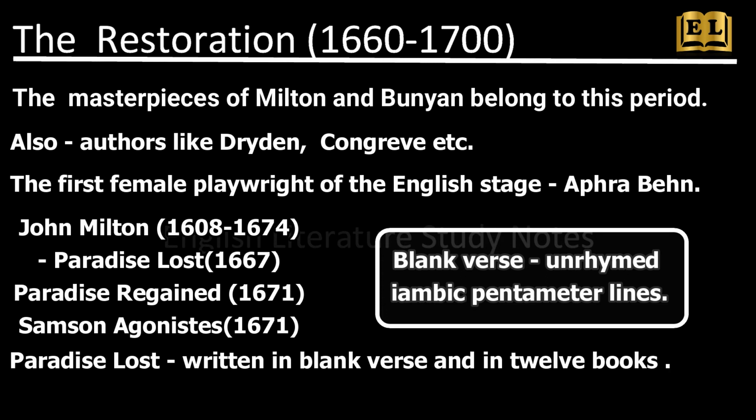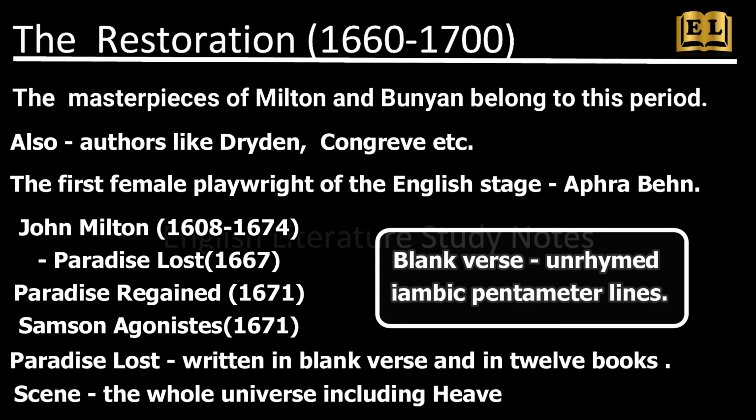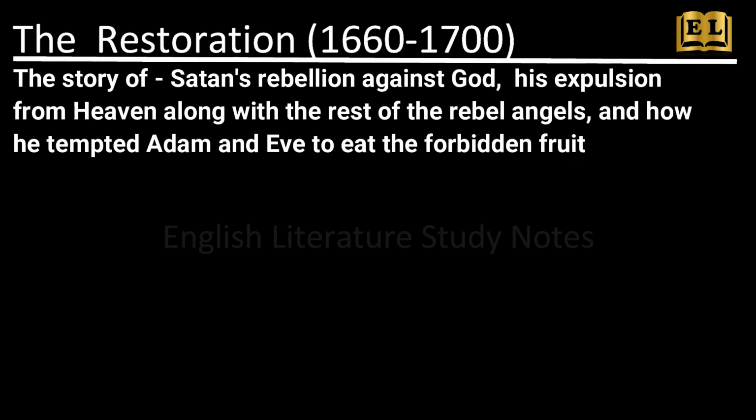Paradise Lost was written in beautiful blank verse and in 12 books. The scene is the whole universe, including heaven and hell. It tells the story of Satan's rebellion against God, his expulsion from heaven along with the rest of the rebel angels, and how he tempted Adam and Eve to eat the forbidden fruit and fall from grace. It is considered Milton's masterpiece and one of the greatest poems in world literature.